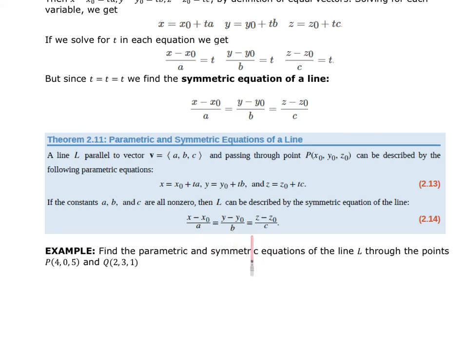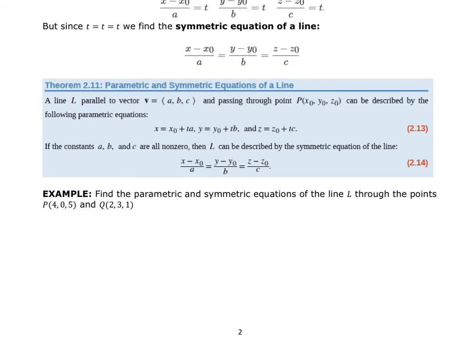They want me to find the parametric and symmetric equations of the line L through these two given points. So I first need to find the vector v that can be described from the point P to Q.